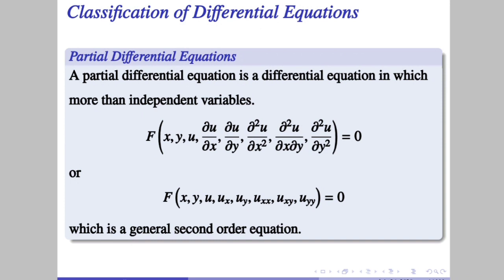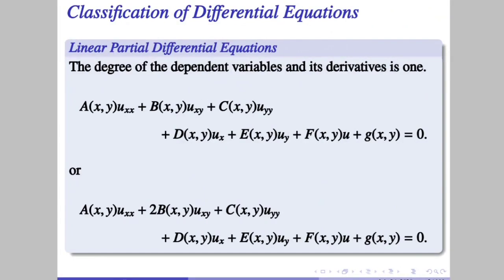differential equation. A partial differential equation is a differential equation in which more than one independent variable occurs. So the general second order partial differential equation is given as a function of x, y, u, ∂u/∂x, ∂u/∂y, ∂²u/∂x², ∂²u/∂x∂y, ∂²u/∂y². Here x and y are the two independent variables, and u is the dependent variable. So this is the general second order partial differential equation.